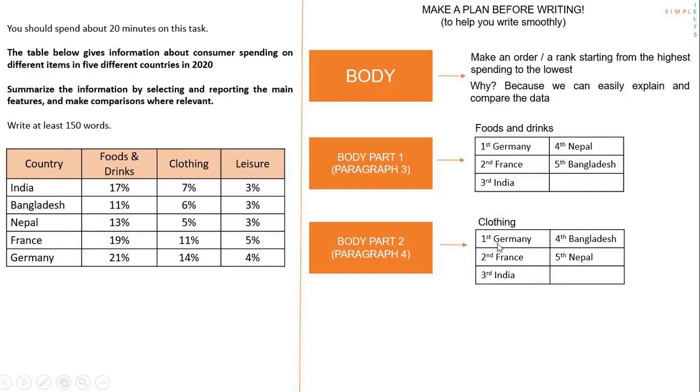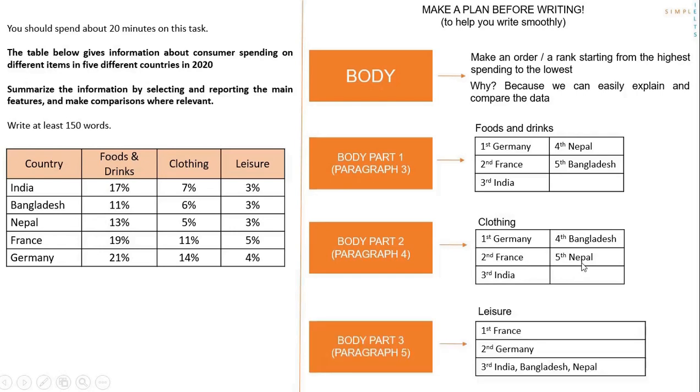The number 1 spot belongs to Germany, followed by France, and lastly, Nepal. In body part 3, we can talk about leisure. Number 1 is France, number 2 Germany, and number 3 is the three Asian countries, India, Bangladesh, and Nepal. So that's about how we make a plan before writing.